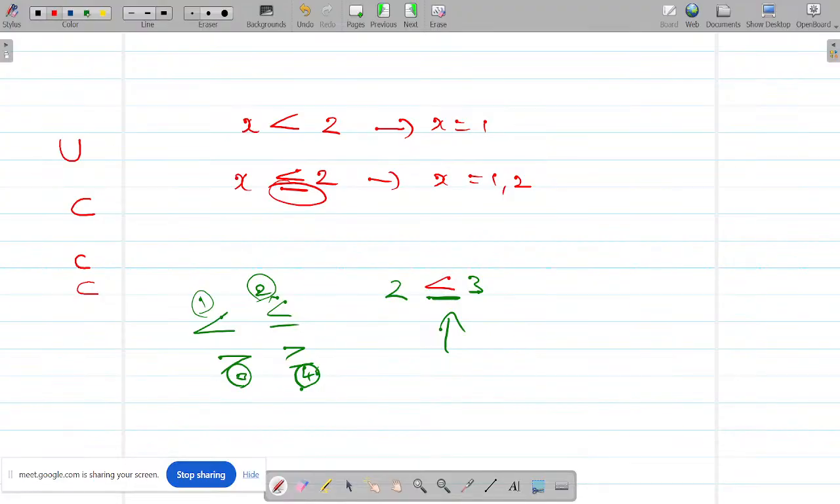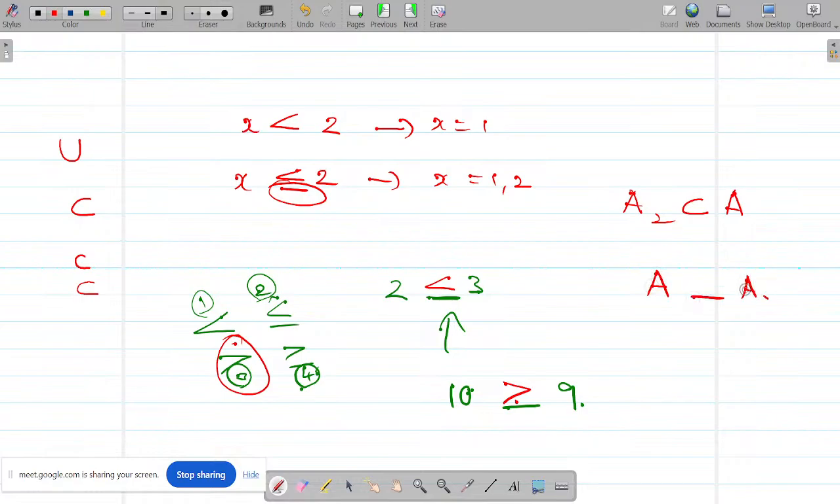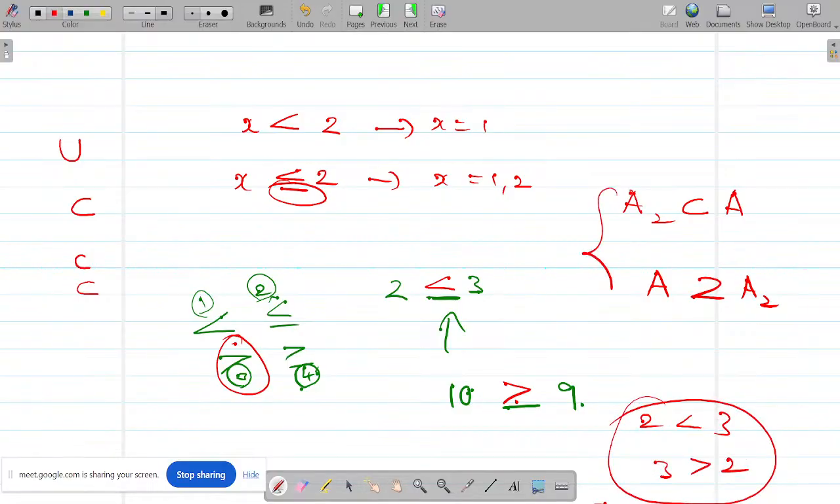I'll give some other example. Let me play with numbers. I'll use 10, dash, 9. Which symbol do you use? It's quite easy only. Greater than, am I right? Same as when I talk about A2 and A, which symbol do I use? If I talk about A, dash, A2, which symbol do I use? Just the reverse. This symbol. See, 2 is less than 3, 3 is greater than 2. Both are the same, right? The same thing happens here also.